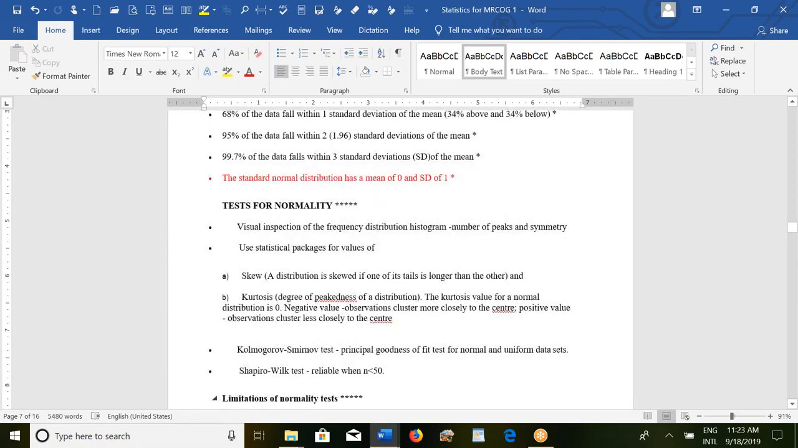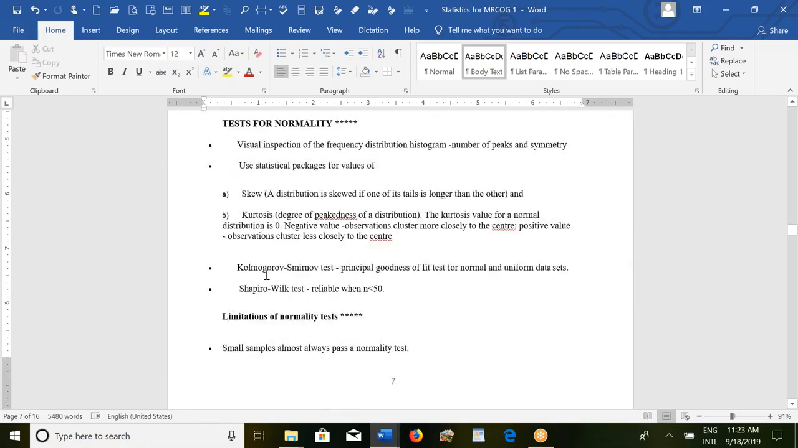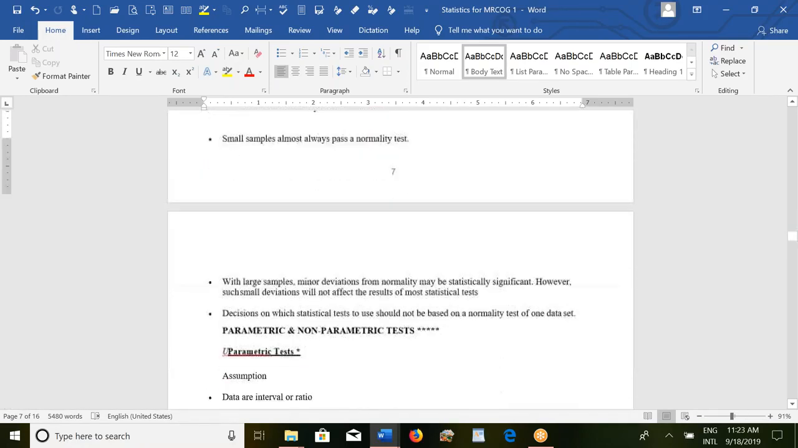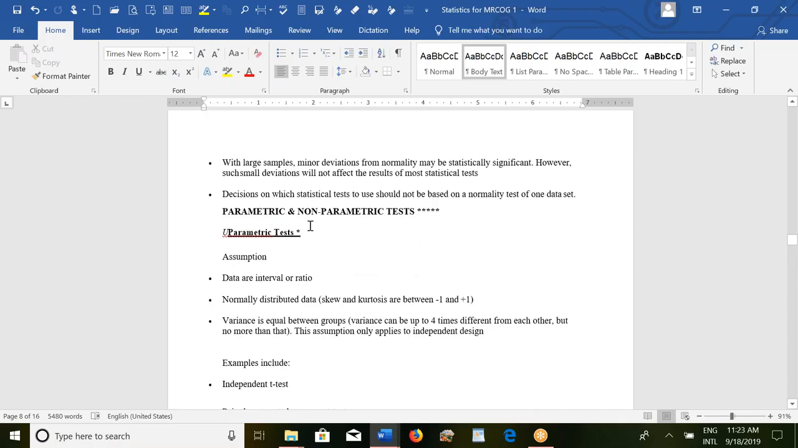So we talked about what the tests of normality are, like positively skewed or negatively skewed data, and then we can use these two tests. Then parametric and non-parametric tests. What are parametric tests?